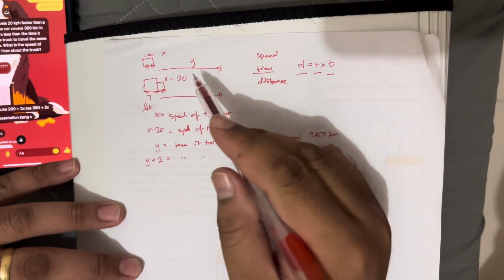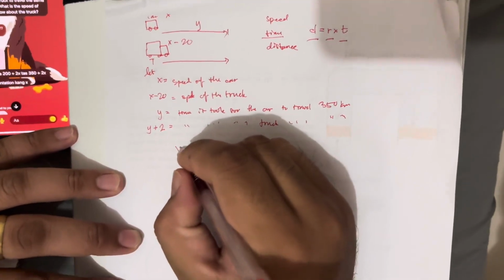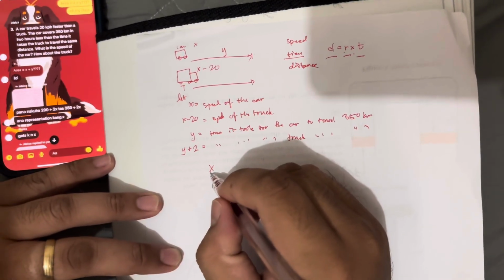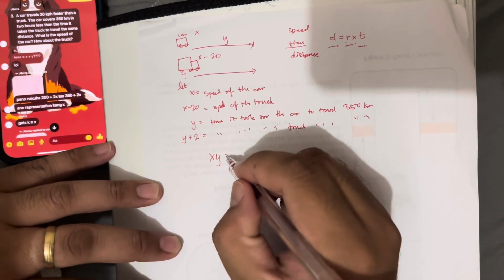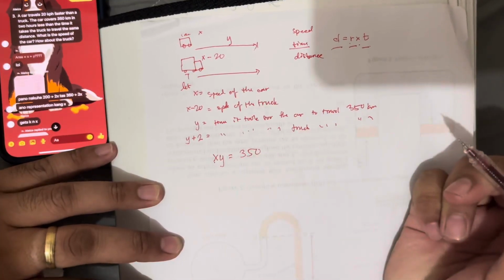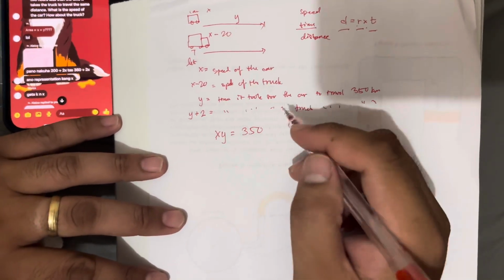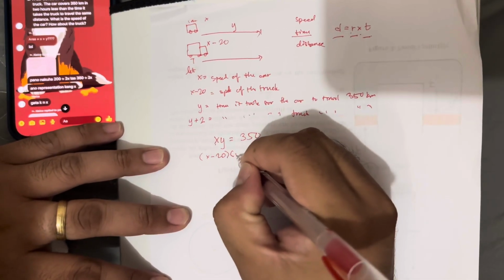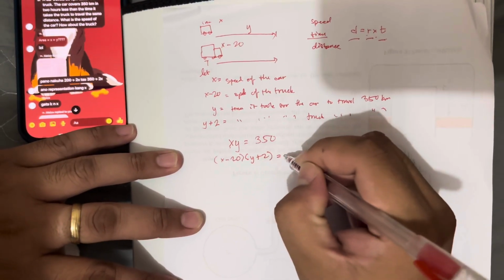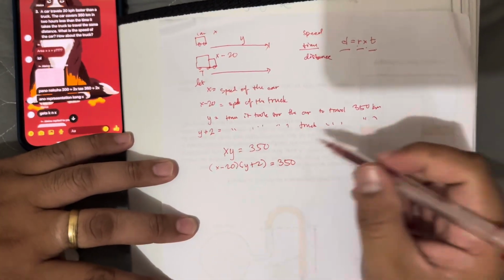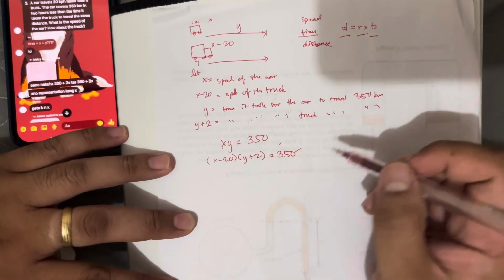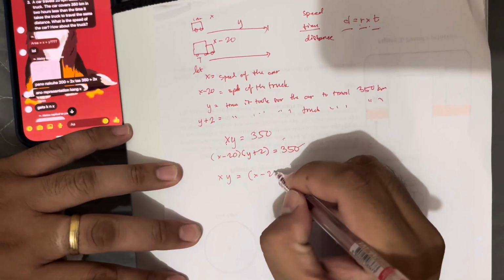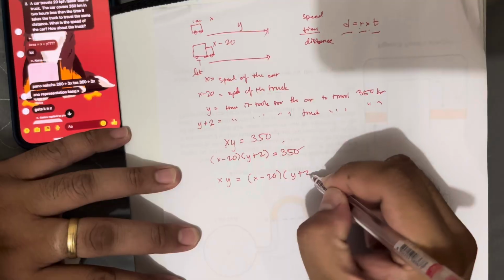So for the car, again, remember, speed times time. Speed niya is x, time niya is y, is equal to 350. Okay? Same kay truck. Ang speed niya is x minus 20. Time niya is y plus 2. So that is also equal to 350. They are both equal, so we can equate xy equals x minus 20 times y plus 2.